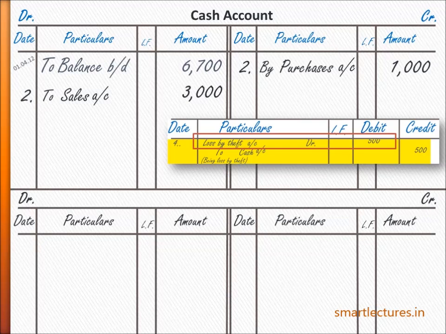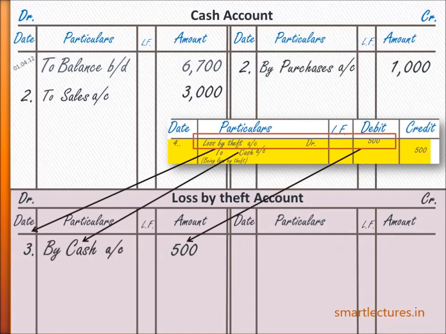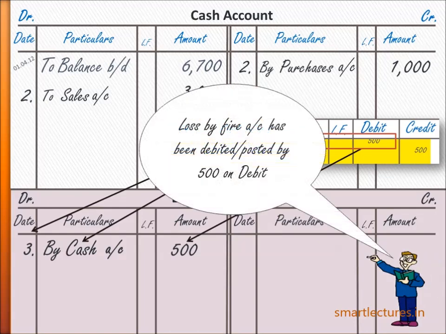Now loss by theft account debit rupees 500. Open the account loss by theft account. Loss by theft account debit rupees 500. It means loss by theft account must be debited by rupees 500, or we can say on ledger posting on debit side we should write down rupees 500 in the amount column. If we write down 500 on the debit side of loss by theft account, it means loss by theft account has been debited by rupees 500 in the ledger posting, or we can say loss by theft account has been posted by rupees 500 on debit.